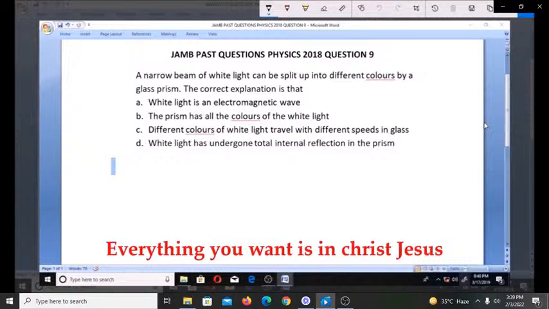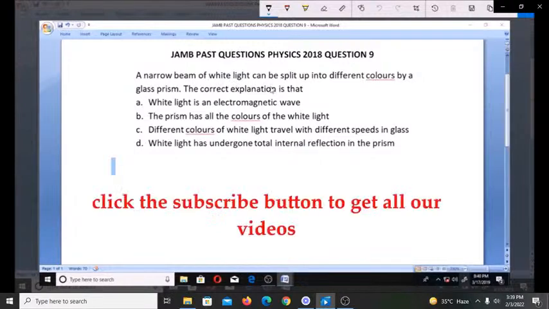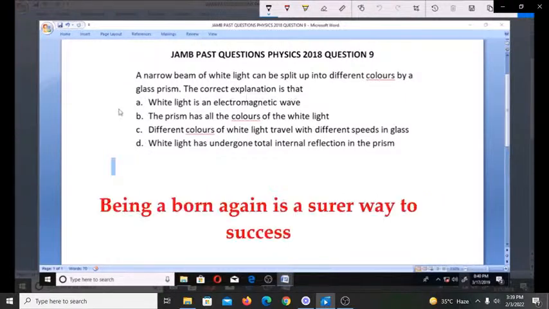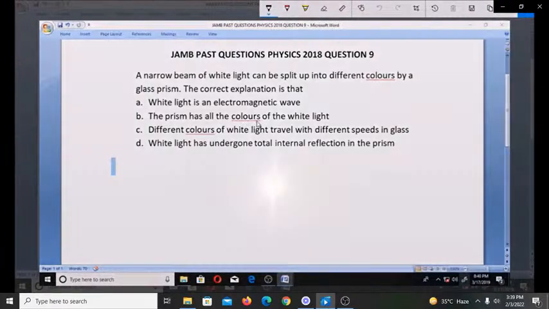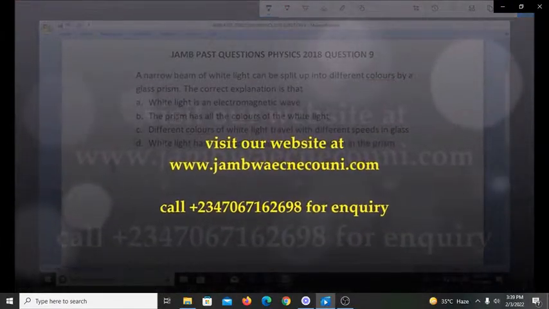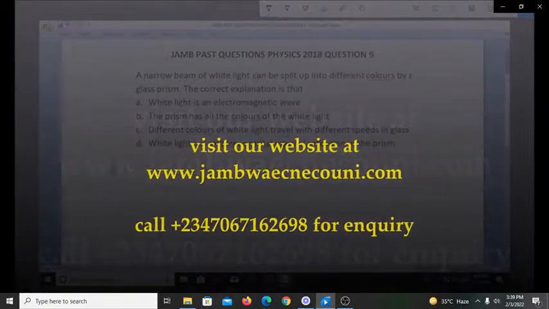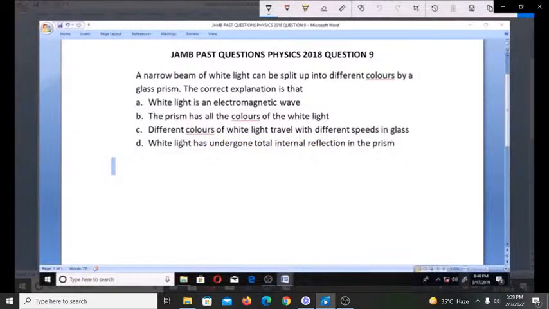Yes, welcome. Let's look at this JAMB past questions physics 2018 question number 9. A narrow beam of white light can be split up into different colors by a glass prism. The correct explanation is that A, white light is an electromagnetic wave. B, the prism has all the colors of the white light. C, different colors of white light travel with different speeds in glass. D, white light has undergone total internal reflection in the prism.